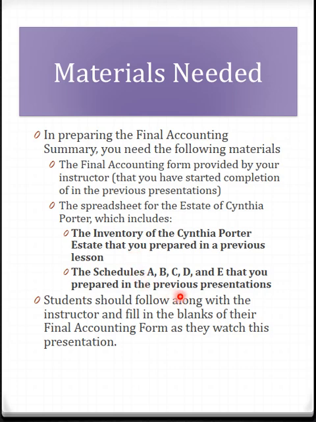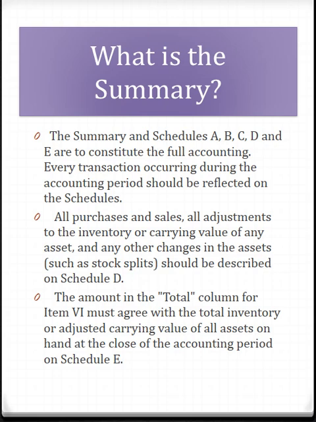The summary is used to combine all of these schedules into one mathematical illustration. When you're finished with the summary, you'll have a total column with the carrying value of all assets on hand at the close of the accounting period, which are also listed on Schedule E. So all of the schedules mesh together in a mathematical equation, which is nothing but pluses and minuses, and that algorithm leads us to the same total as Schedule E.